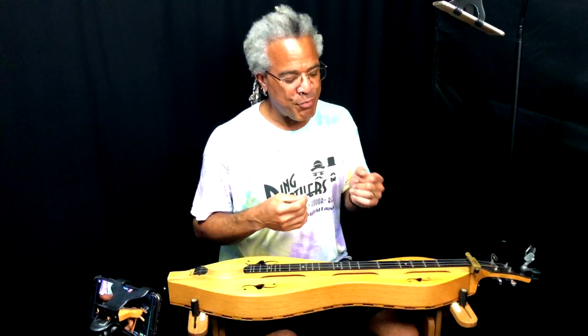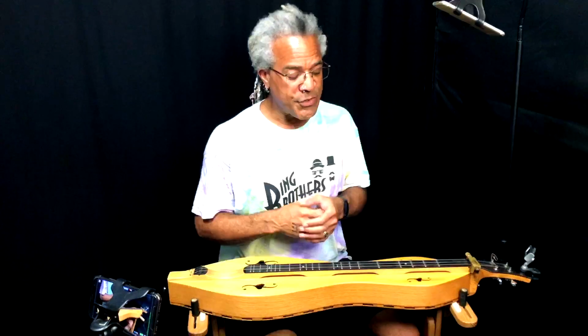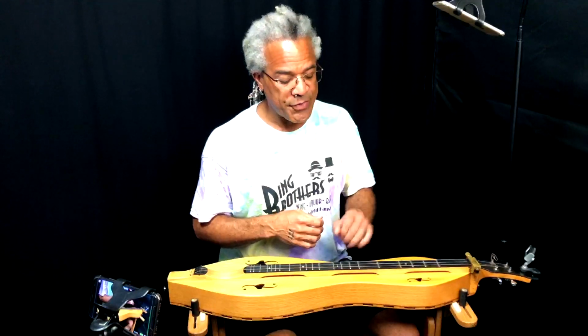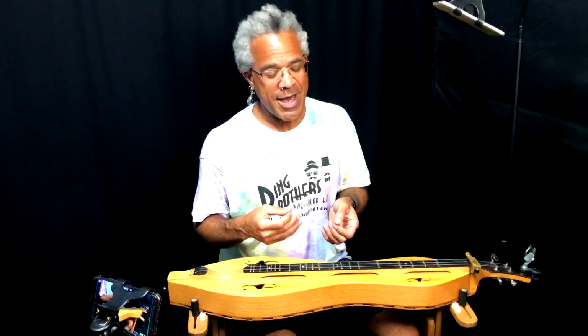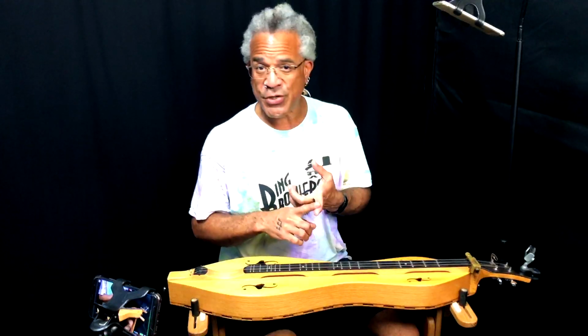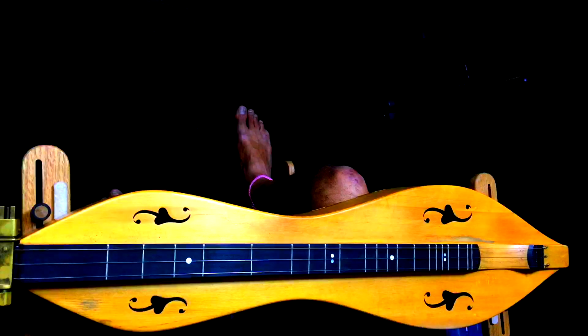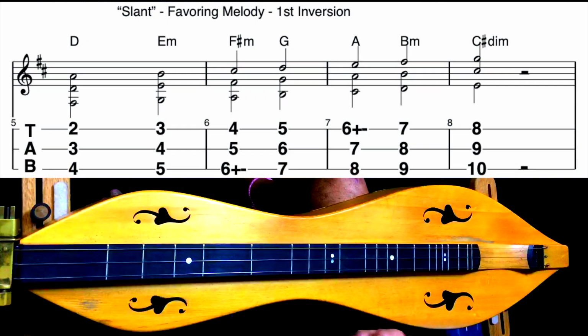And unfortunately, this is predominantly the way most dulcimer players play these slant chords, in first inversion, which means we lose a lot of the texture and the flavor that we would normally have if we played root position chords or even second inversion chords. What else do we have here?